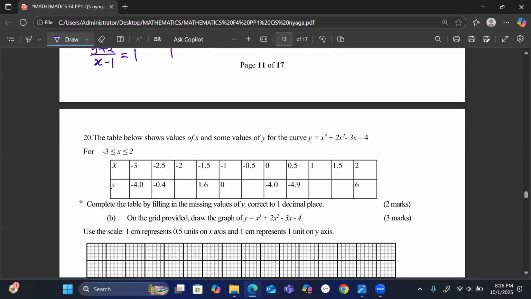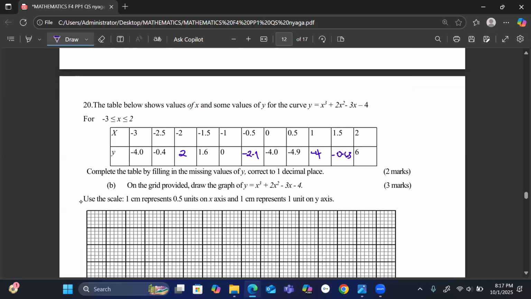So using the equation, when x is -2, you are going to get y to be 2. When x is -0.5, you're going to get -2.1. Then when x is 1, y is -4. When x is 1.5, you're going to get -0.63. That is how you get your 2 marks.